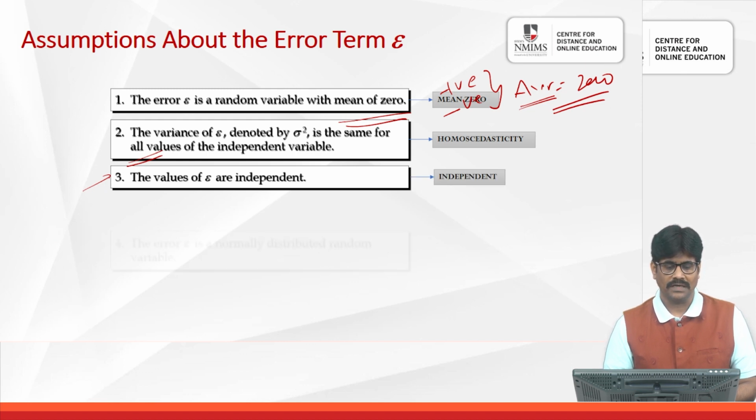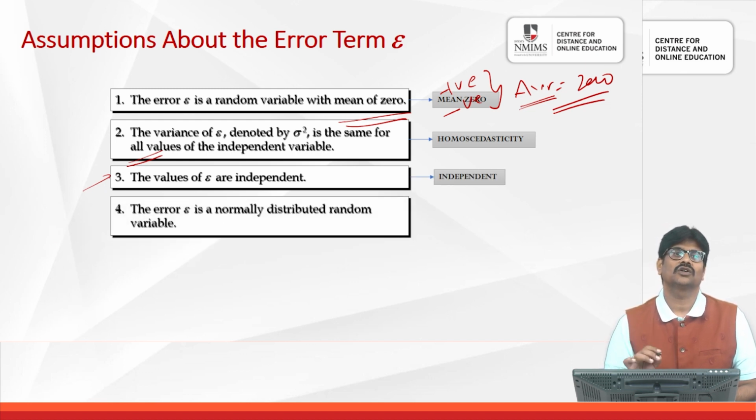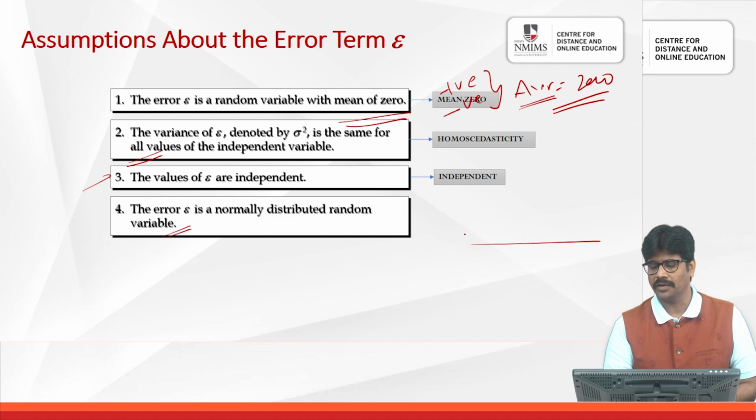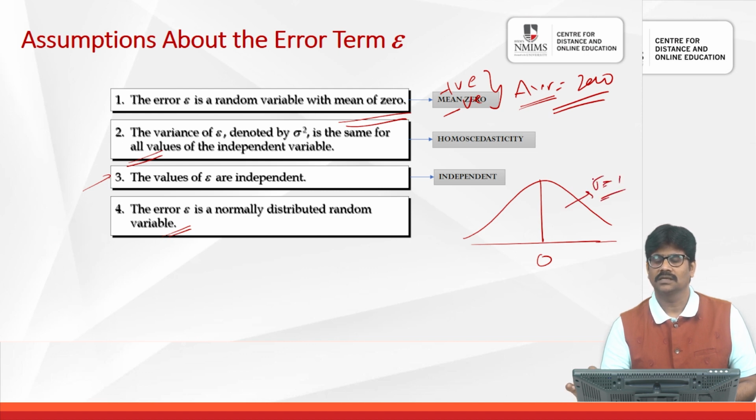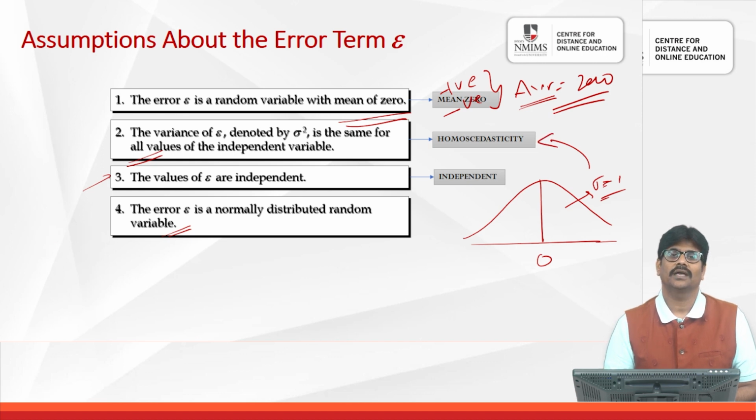The fourth and final one is that the errors are a normally distributed random variable. Why normally distributed? As you know, in a standard normal, the mean will be 0 and the standard deviation will be 1. The standard deviation of 1 is what we call homoscedasticity, which is the equal variance. Being normally distributed also means the positive errors will cancel the negative errors.